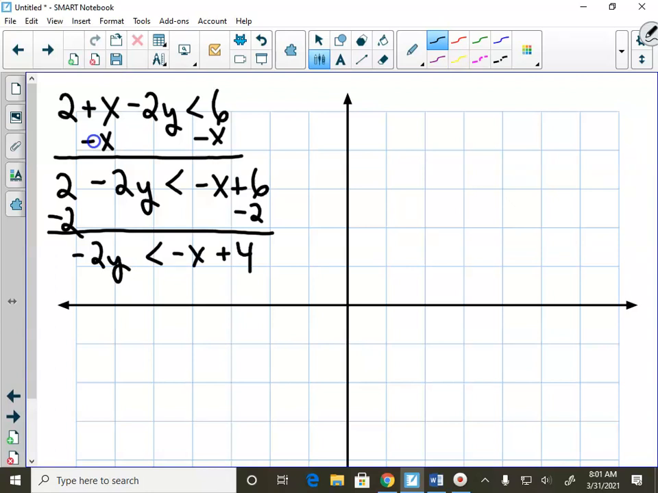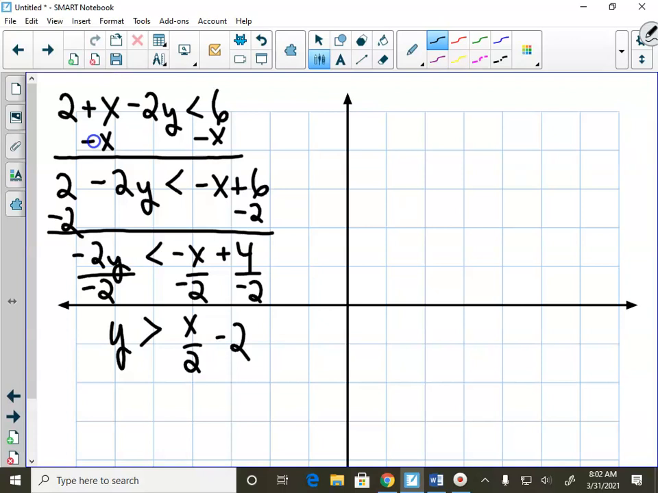Now I have to divide by negative 2. Okay, now remember, when you have to multiply or divide by a negative number to solve an inequality, you have to reverse the direction of the inequality symbol. So that means y is going to be greater than x over 2 minus 2. Okay, now that's the line that we're going to graph.